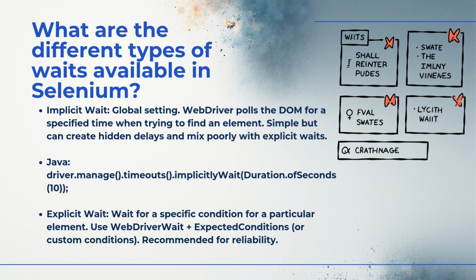So a real-time scenario: imagine an e-commerce checkout page. You click place order and the confirmation message loads after 5 seconds. Without explicit wait, the test fails. With explicit wait, it waits until the message appears. So a good automation engineer always uses a combination of implicit and explicit waits. I prefer explicit waits because they provide fine control and help me avoid flaky tests.